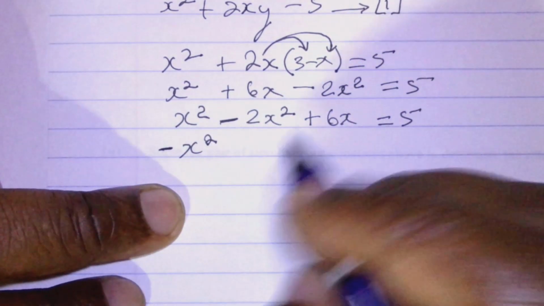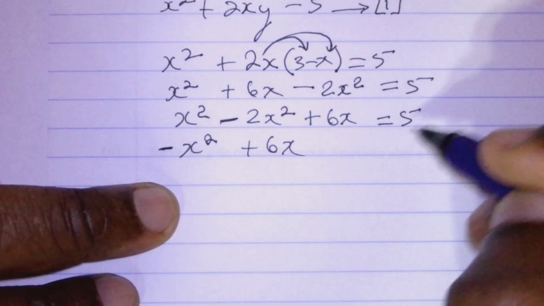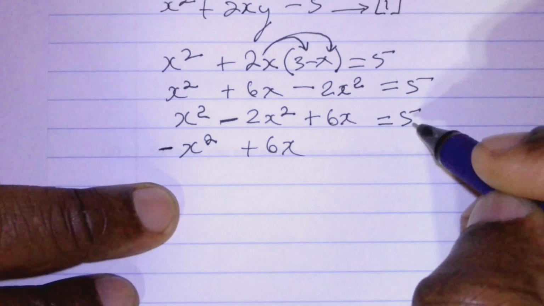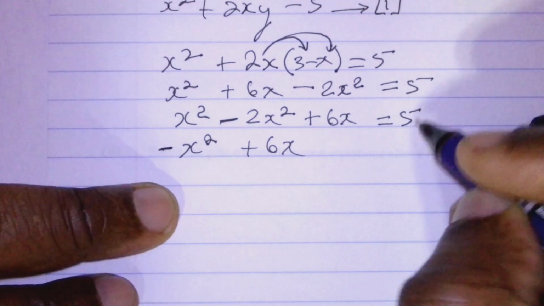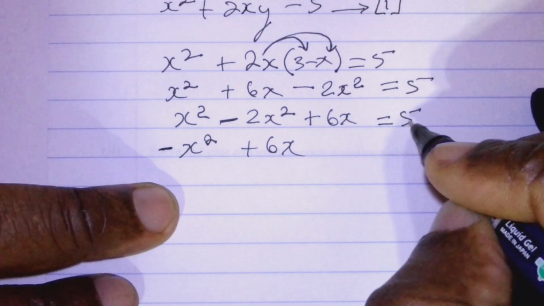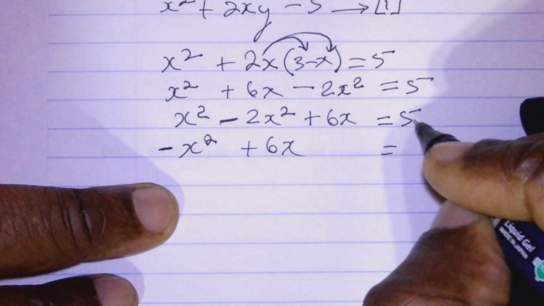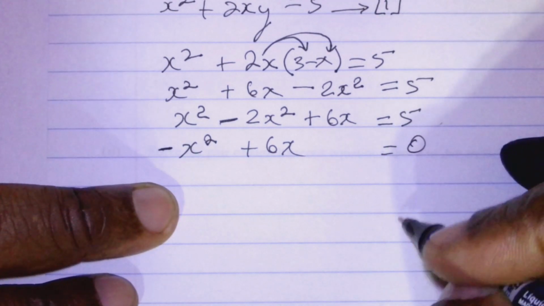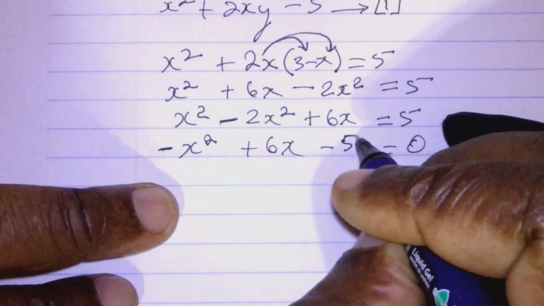I'm going to write back the positive 6x. Now this 5 here, we will need to remove it from this side. So we're going to subtract it. Because it's positive 5, we want to subtract to get rid of it. By subtracting 5 from this side, it's like saying 5 minus 5 gives us 0. But because I subtract 5 from this side, I need to subtract 5 from this side as well.